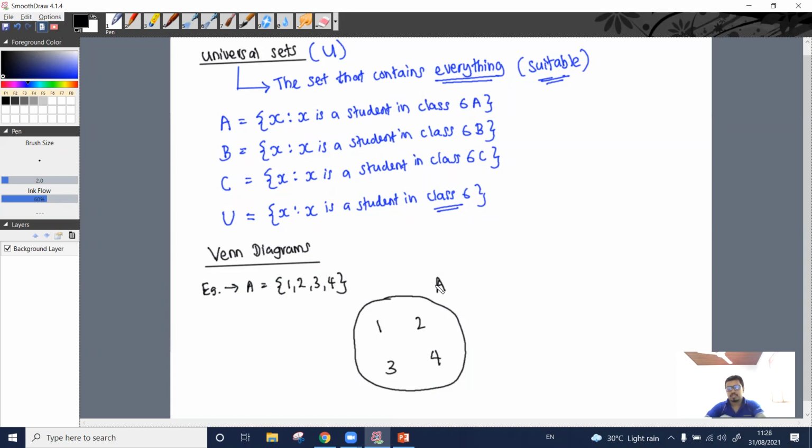Why is this important? Using Venn diagrams, we can easily identify two things. What? Union of a set and intersection of a set. Union of a set and intersection of a set. Right.